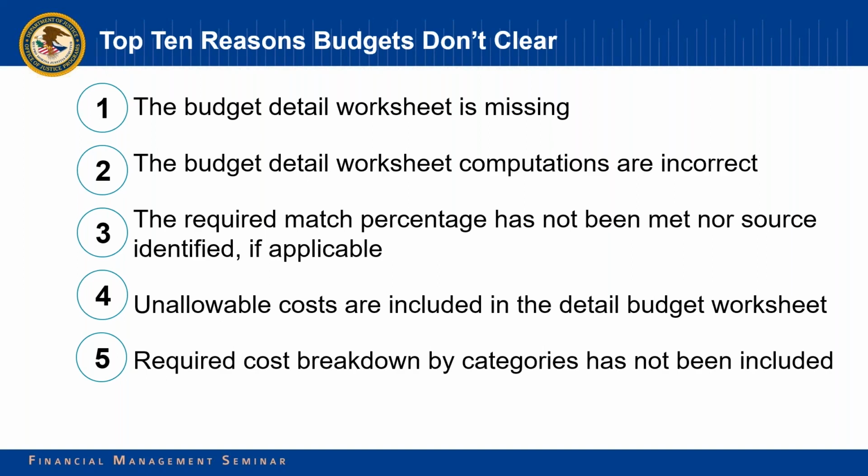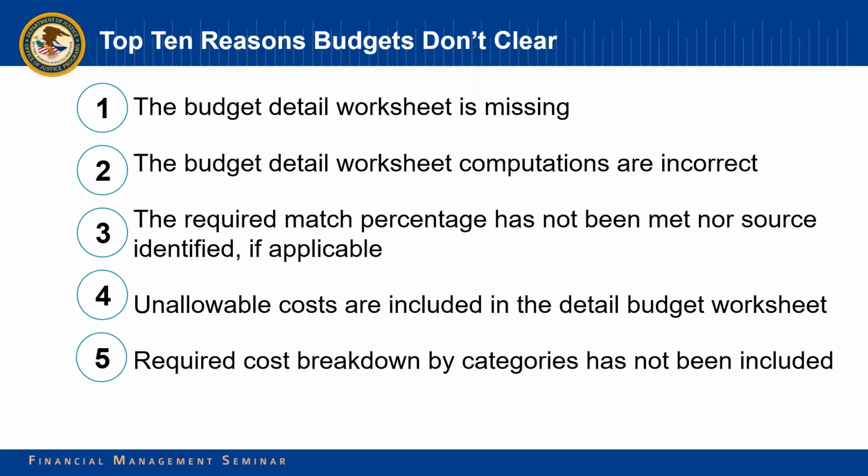Number 3, required match percentage has not been met nor source identified. I believe for the CTAS, you do not have a required match. However, I need to point out, even though a match is not required for CTAS, if you do decide to include a match in your budget and your budget has been approved, guess what? You now have a required match for your particular grant program.